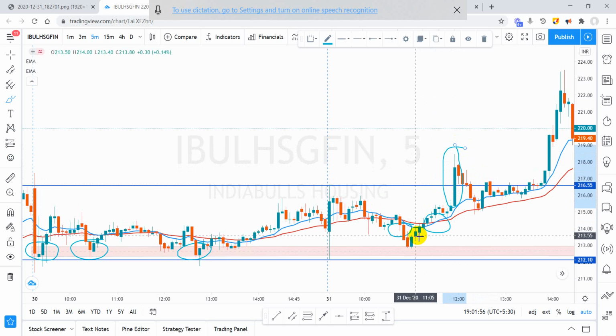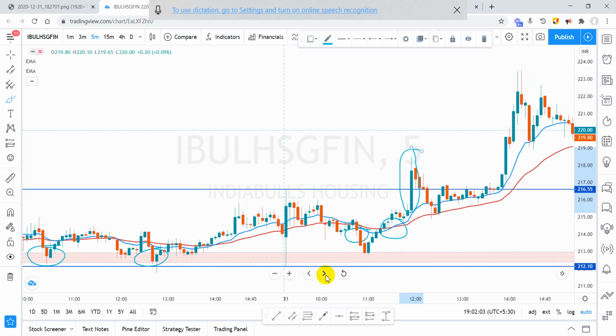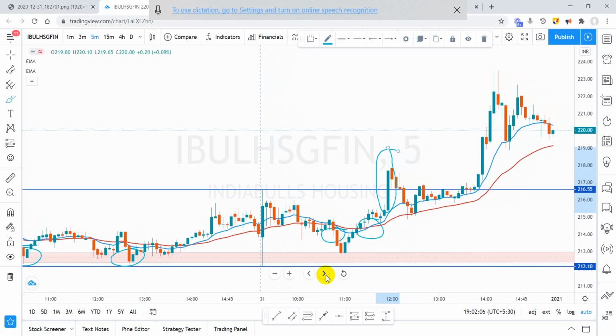But shall I enter over here? Still, I will not be entering a trade over here. Where will I enter? Let it consolidate. It will be on our watch list. Let it consolidate and let it retrace. The key characteristic I will be looking for is whether it takes support on my moving averages or not. So support taken, support taken, support taken, and then I know that this was the day high. Next time, whenever this stock is going to break my day high over here, I'll be entering the trade.